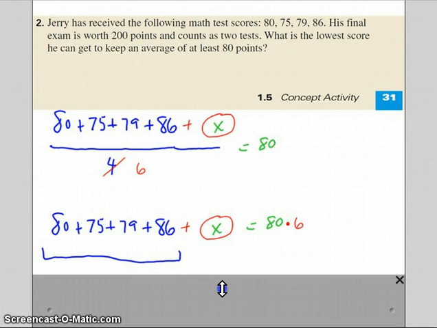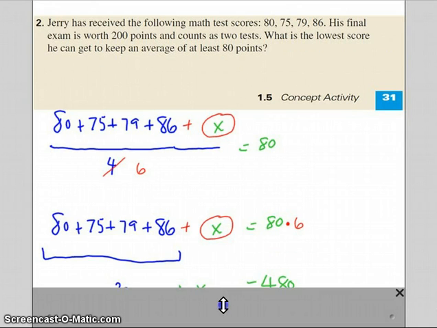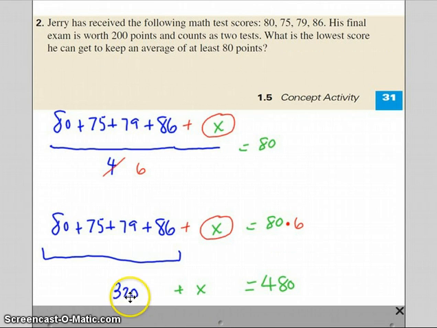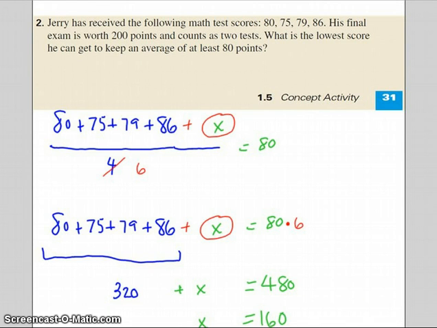And those things on the left, those 4 original exam scores that he got, add up to 320. So now we've got 320 plus the x equals, well, 80 times 6 turns out to be 480. Well, if we have this, now it's easy to solve for x. And you showed me on your most recent quiz that you all know how to do that. X turns out to be 160.